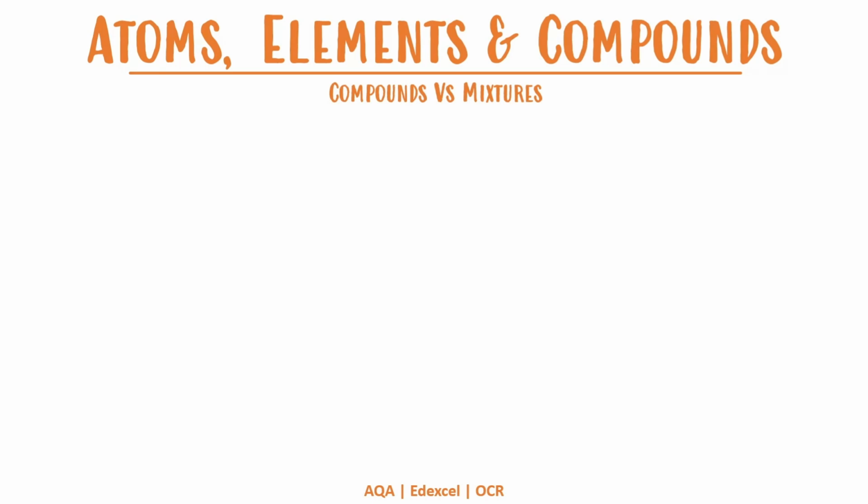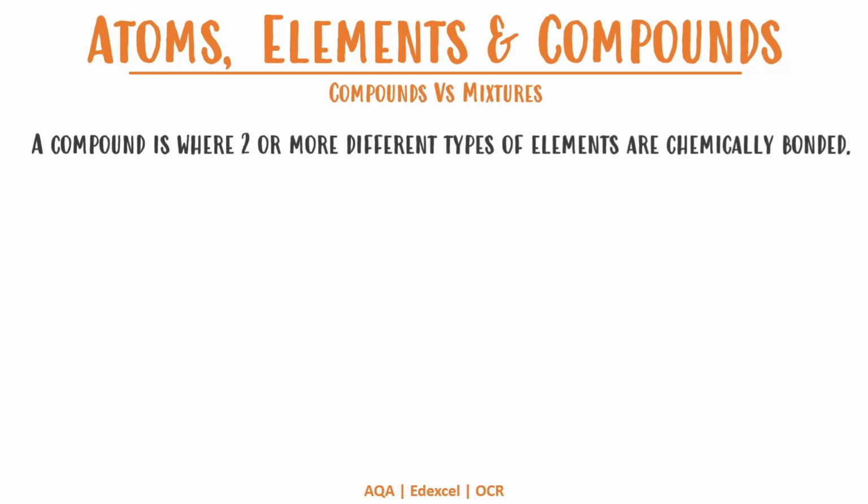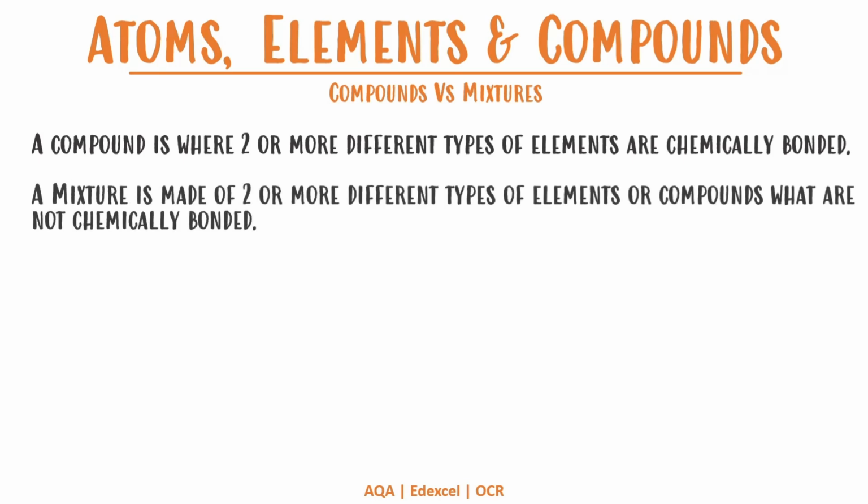Okay, now the last little bit here before we move on to the exam questions. Compounds versus mixtures, and it's a key differentiator between the two. Now, we understand that compounds are made up of two different types of elements, which need to be chemically bonded, whereas a mixture is made up of two different types of atoms or elements, but they are not chemically bonded, and that's the key differentiation between the two. Compounds, chemically bonded, mixtures, not chemically bonded.